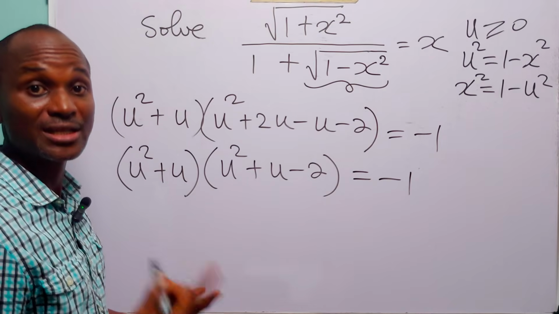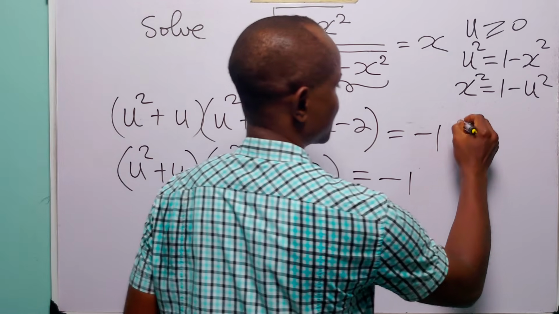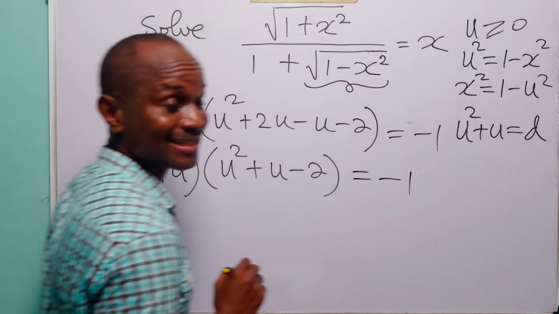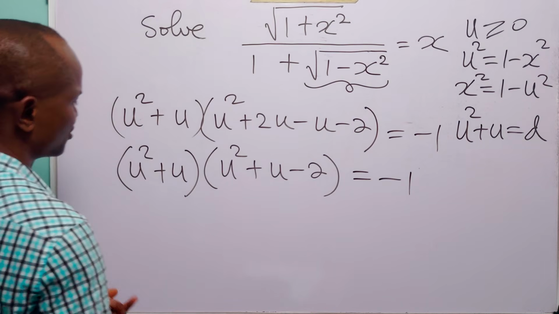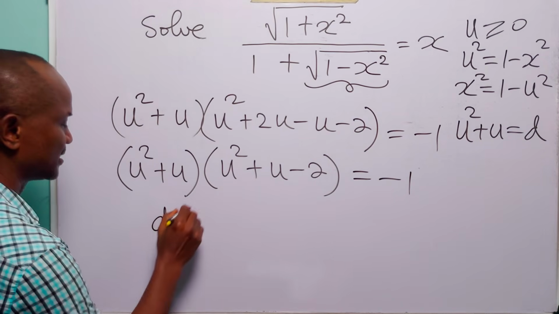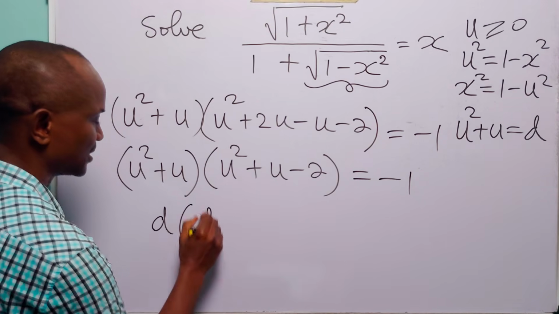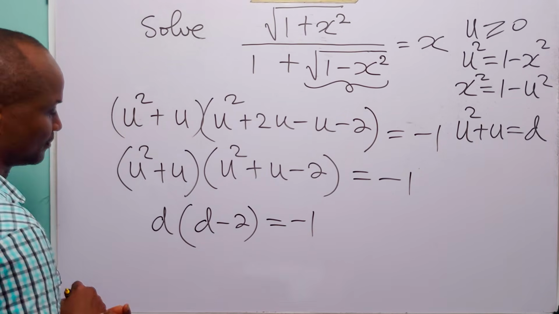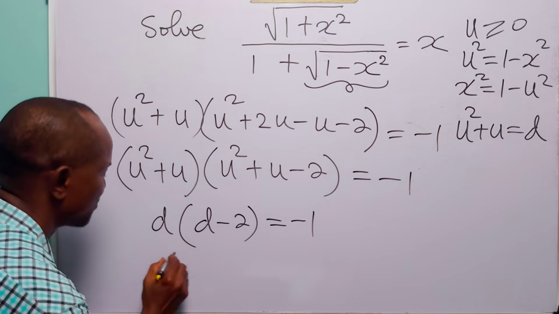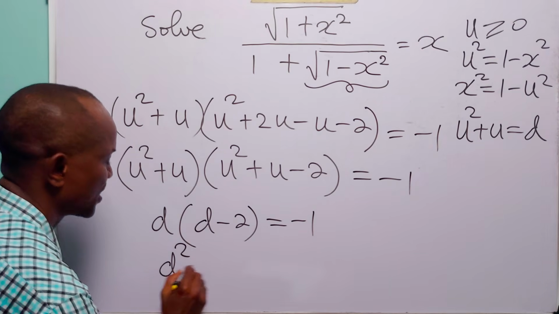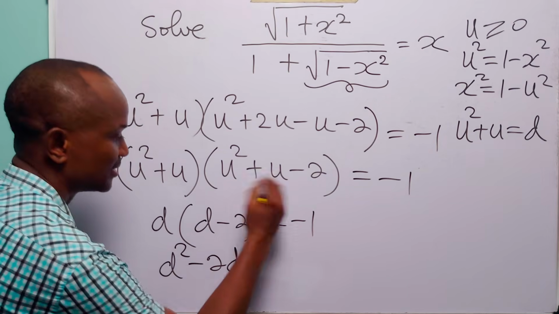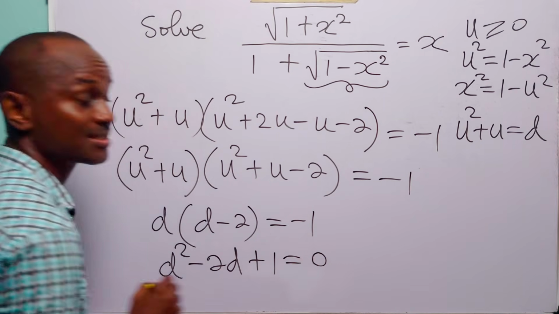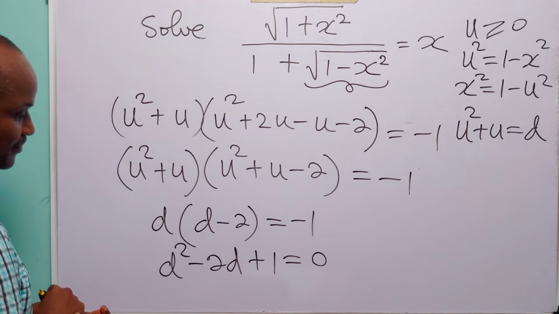So we do another substitution. Let u squared plus u be equal to the letter d. Now this equation can be written as d into d minus 2 is equal to minus 1. When we open up this bracket, we have d squared minus 2d. Bringing this over to the left-hand side, it becomes plus 1. This is equal to 0.